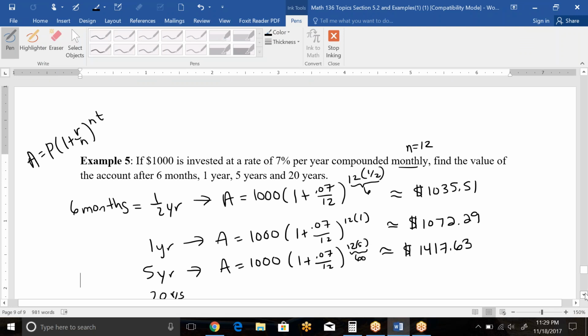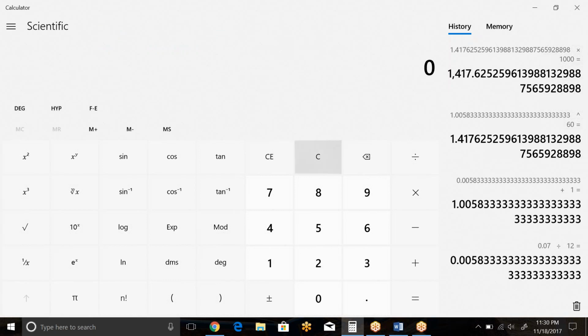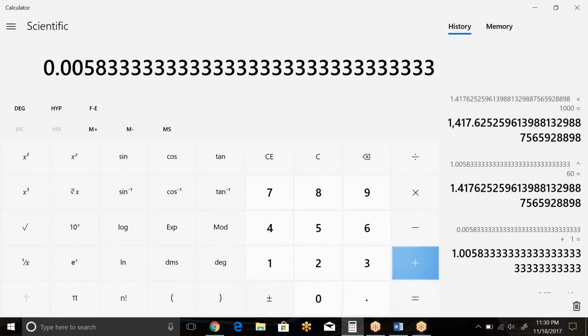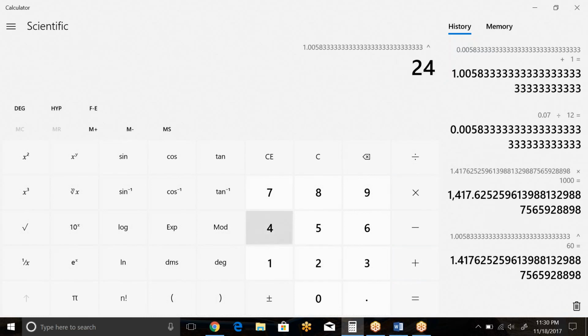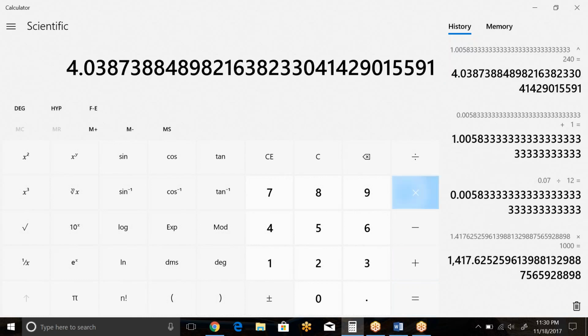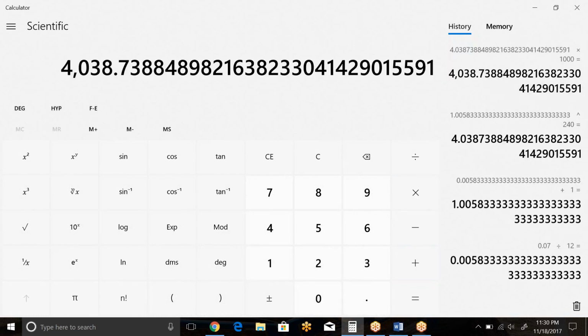Okay, and then 20 years, which is letting it sit for a lot longer. So this is really an easy question usually to just sit and plug and chug. This is 240 for the exponent. So 0.07 divided by 12 plus 1 raised to the 240th power times the 1,000. 4,038.74.